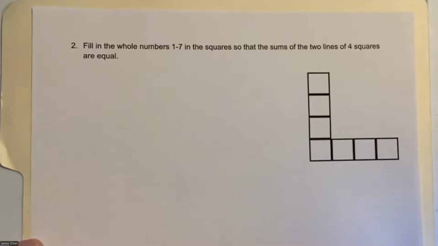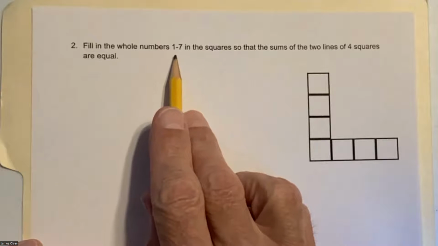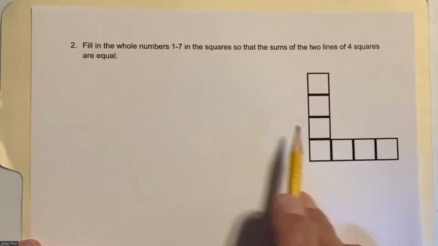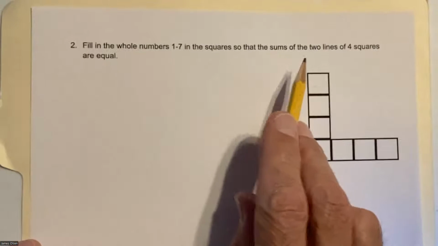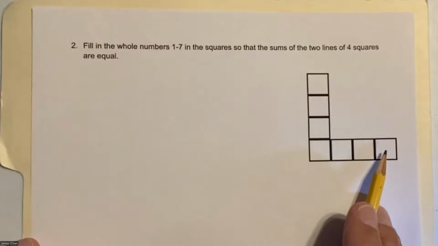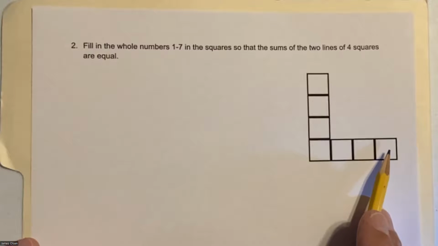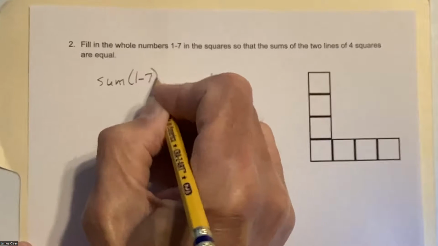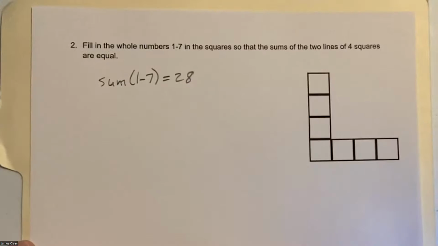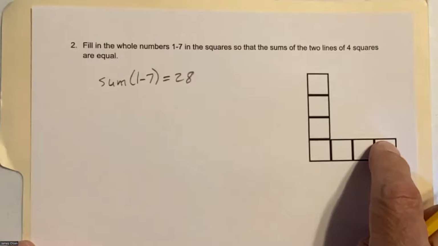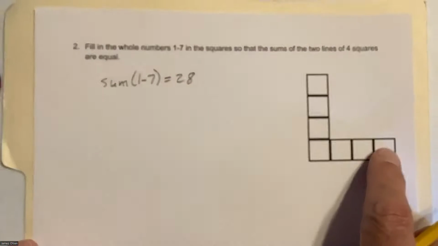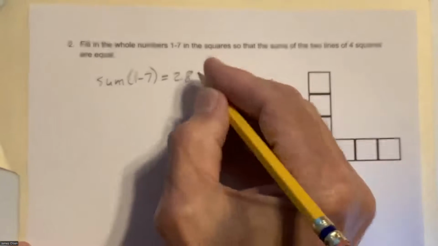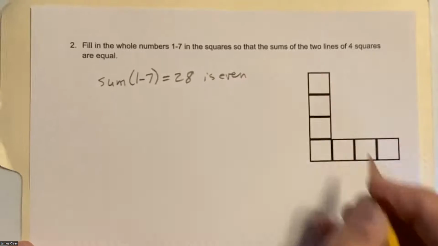Here's our second example. We are going to be using the numbers 1 through 7 again, but this time we just have 2 lines, so that the sums of the 2 lines of 4 squares are equal. We are not given the sum. So we start by adding up the numbers that are given, which is again 28, like the last one. And we have 2 lines. So the sum needs to be divisible by 2, and this is even. And this is even, that's a good thing.